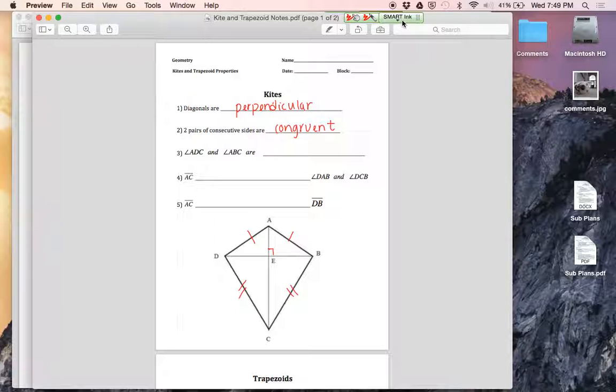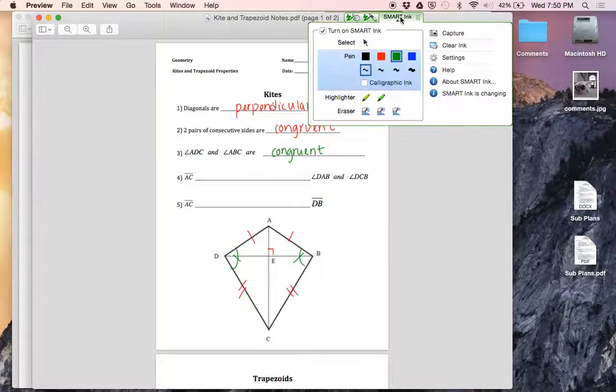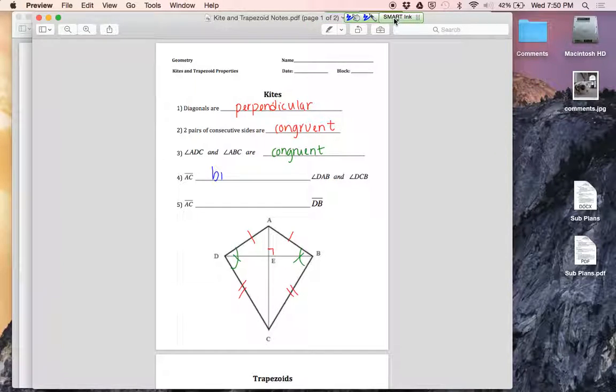Angle ADC and angle ABC, so that's this angle and this angle, they are congruent. They kind of look congruent, well, they are congruent. So those 2 angles are congruent. Next, AC. So this segment down the middle, AC, what does it do to angle DAB at the top and angle DCB at the bottom? Well, it bisects it. So it bisects these angles. So at the top, it cuts it in half, and at the bottom, it cuts it in half.